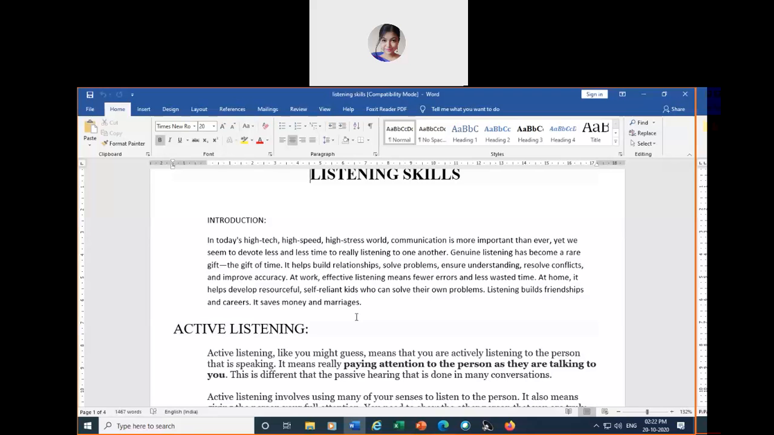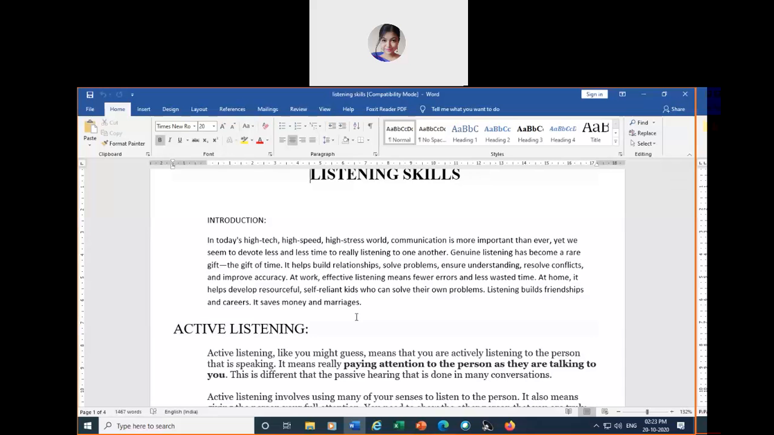Communication is effective only when the listener listens to the speaker properly. Otherwise, the communication process is ineffective. It is not at all effective, or you can say it is incomplete, if the listener does not listen to the speaker properly. There are three types of listening: active, selective, and reflective listening.